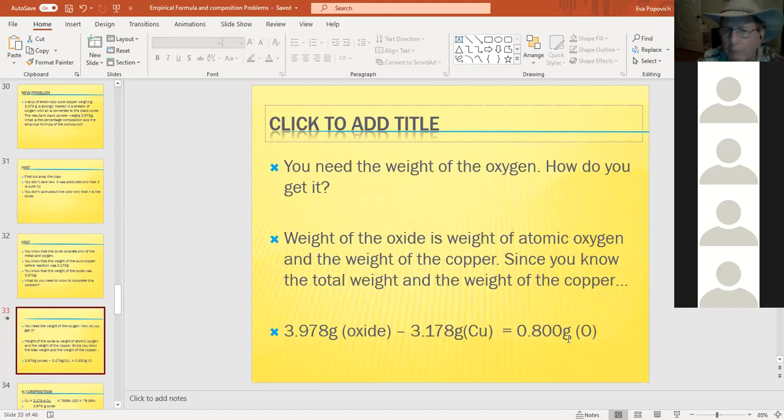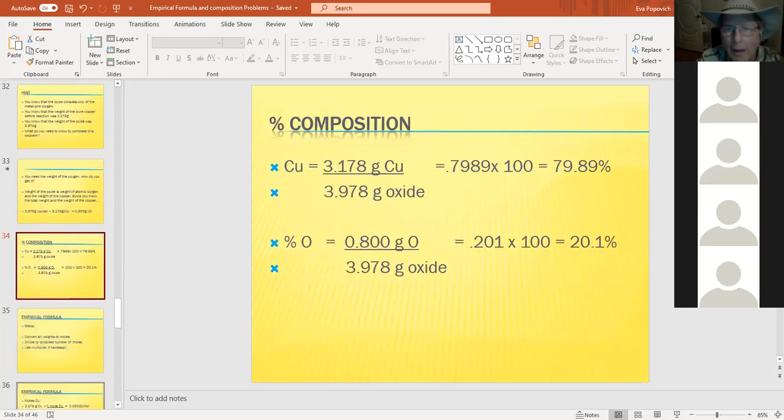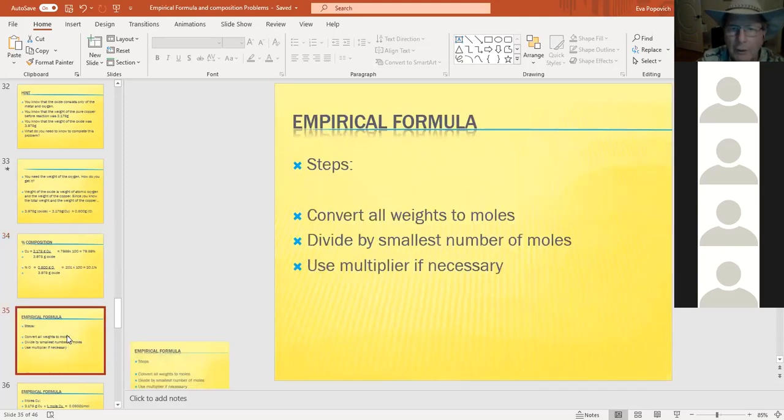Now, we want the empirical formula. What do we do, Rebecca? What's the next step? I have the weights. What do I do now? Convert it to moles. If I want the percent composition, I just take the weight of copper, divide it by the weight of the oxide. If I want the percentage of oxygen, the weight of oxygen divided by the weight of the oxide. That will give me the percentages.